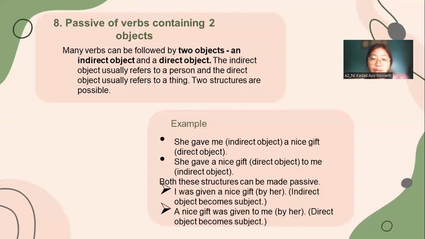The next example is active voice. She gives a nice gift to me. Nice gift is the direct object and to me is the indirect object. The passive voice is a nice gift was given to me by her. Direct object becomes subject.